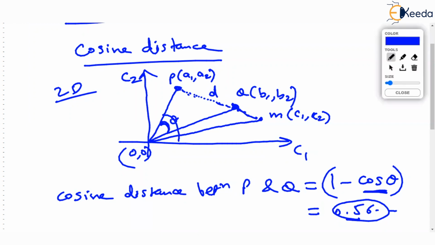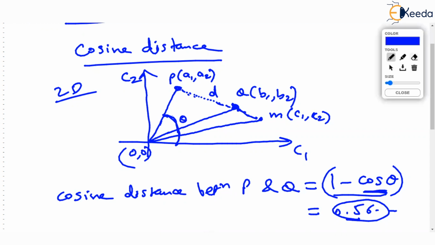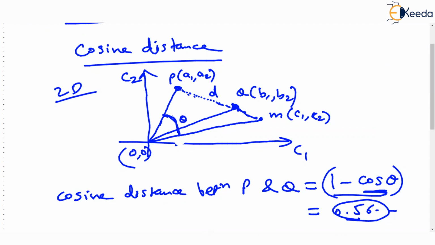Let's call this theta. I'll just remove a few things. Now, this is the angle theta, isn't it? So what is the distance between P and M? The cosine distance between P and M is 1 minus cos theta, that means 1 minus cos of 60 degrees. I think I extended this theta down there. This theta should be only between this. Fine. Now you can see that this distance between P and M will come out to be larger.